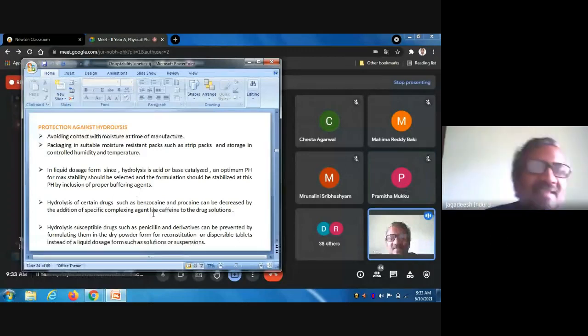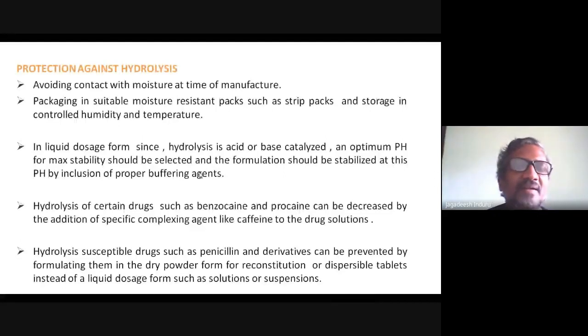Good. This is a very important question with respect to GPAT and your sessional. The 5 marks question you will be asked is how to protect drugs against hydrolysis. Sometimes you will be asked to explain the hydrolysis type of degradation, the principle of hydrolysis for the degradation of the product, and the protection against it. Both together may be asked as a 10 marks question. In both cases you need to explain, and these are all the different strategies to protect against hydrolysis.